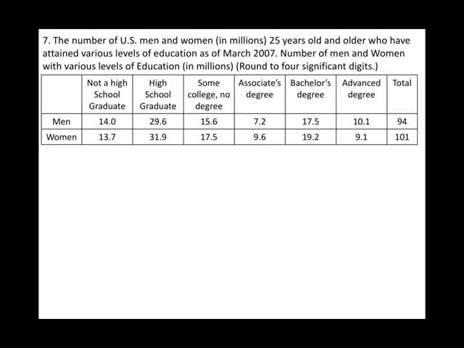Example 7. The number of United States men and women in millions, 25 years old and older, who have attained various levels of education as of March 2007. So this is the chart showing the United States men and women's education. We have not a high school graduate, some college or no degree, and then they give you the total numbers in here also. So now a person is selected at random. I want to pick one person. What is the probability that the person is a man?